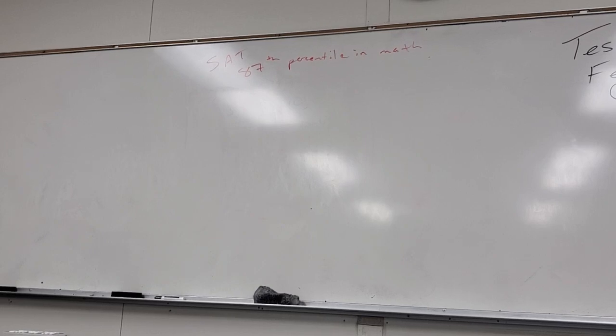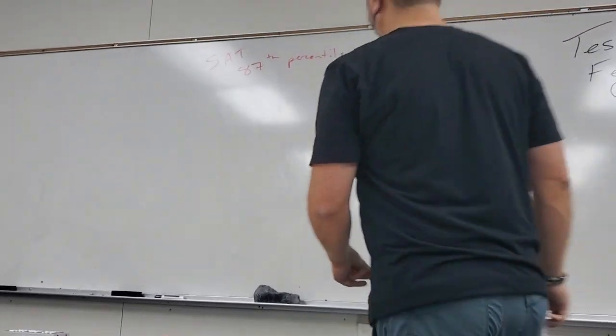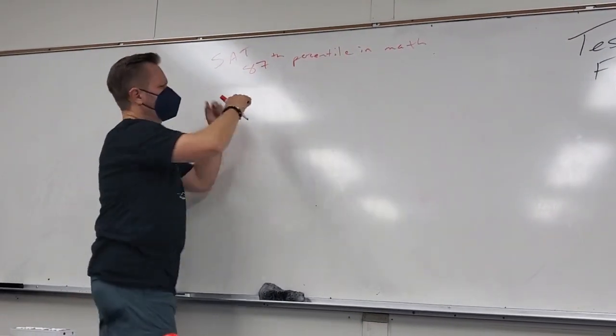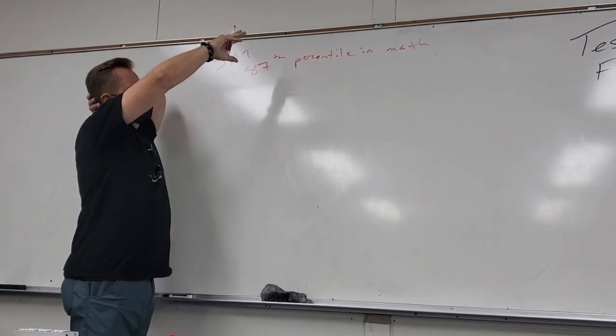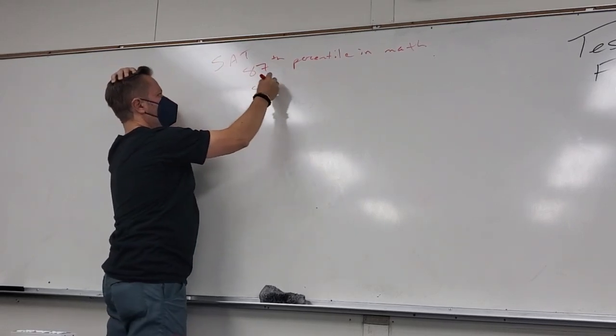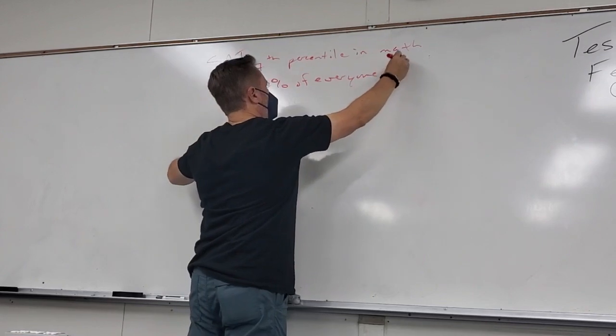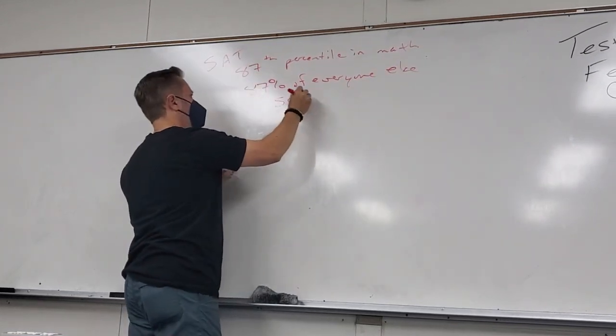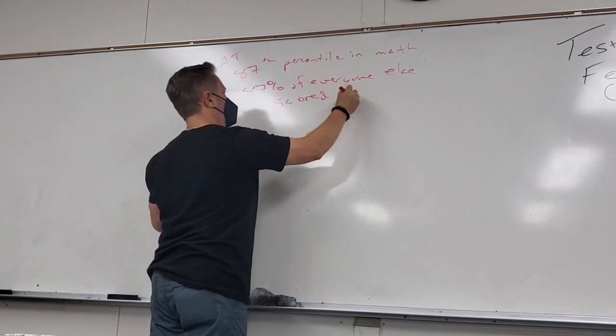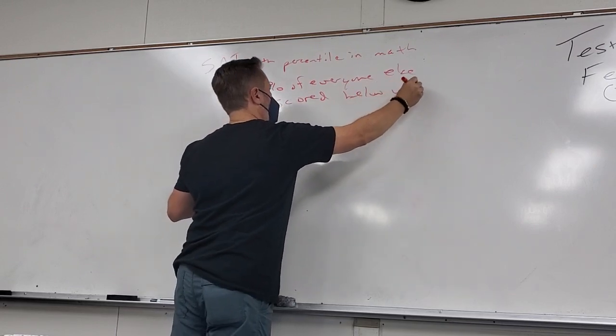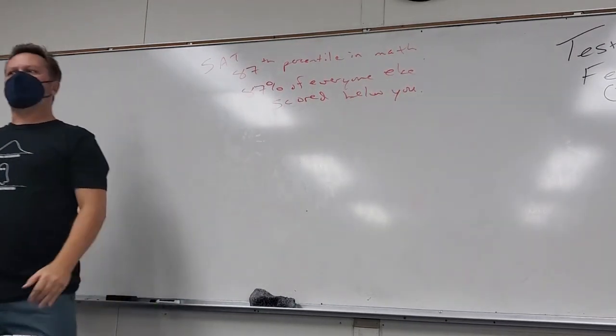So that's relative to everybody else, right? I think maybe it's the ACT that does this, but I can't remember. So this would mean that 87% of everyone else scored below you. It doesn't mean you made an 87.